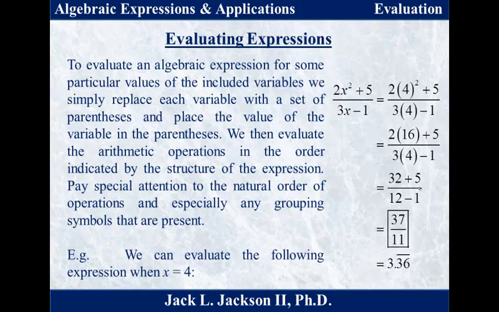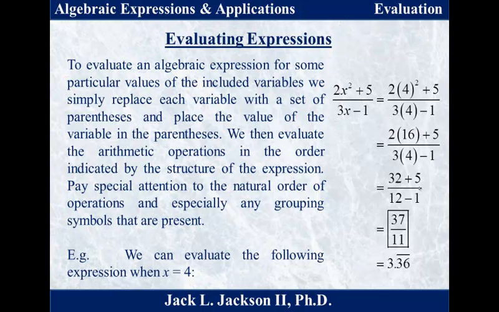So if we have the expression 2x squared plus 5 over 3x minus 1 and say we want to evaluate that when x equals 4, we replace the x with a 4 in parentheses. Both of the x's, we do that. Now order of operations says we're going to do the squaring first, so 4 squared is 16. Next we do the top and the bottom separately, the multiplication: 2 times 16 is 32, 3 times 4 is 12. Finally we do the addition and the subtraction, and so we get 32 plus 5 is 37, 12 minus 1 is 11.